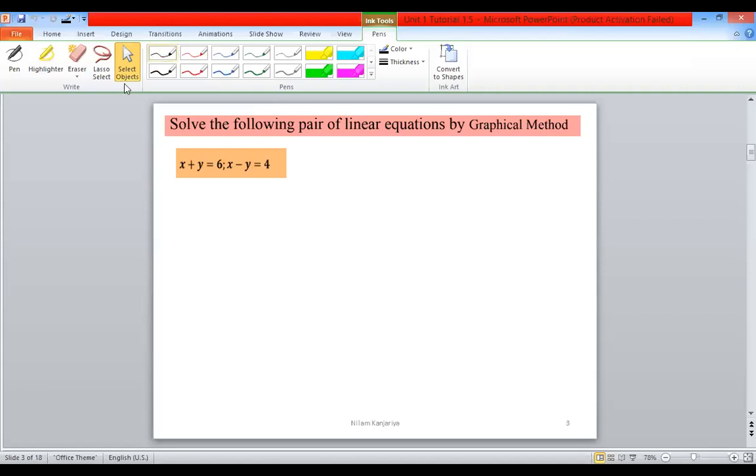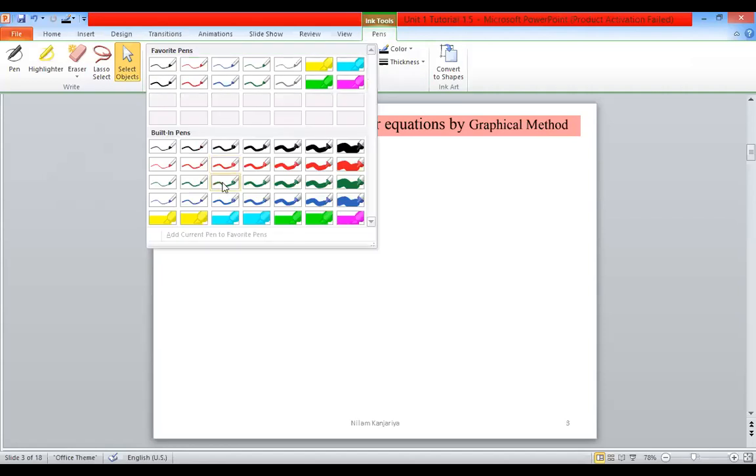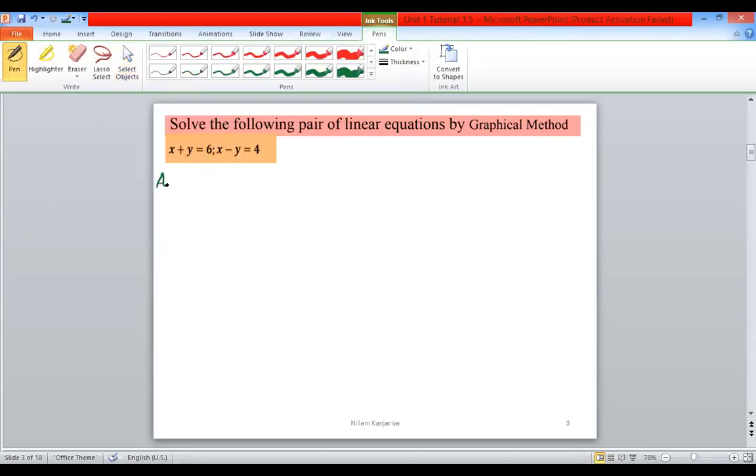Look, students. Here you have two variables x and y, and my aim is to find the unknowns x and y. First of all, we go with the graph. Take any one equation which you like. I'm starting with the first equation. This is my first equation: x plus y is equal to 6.